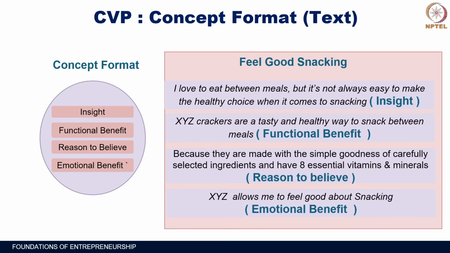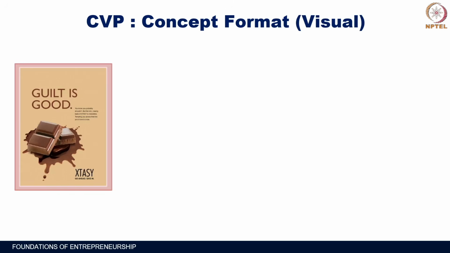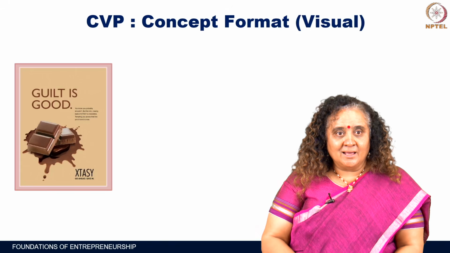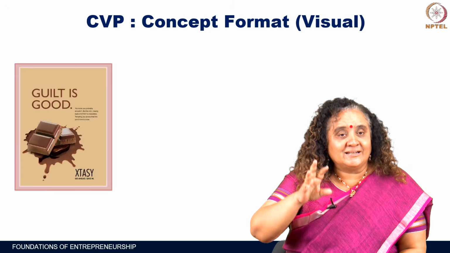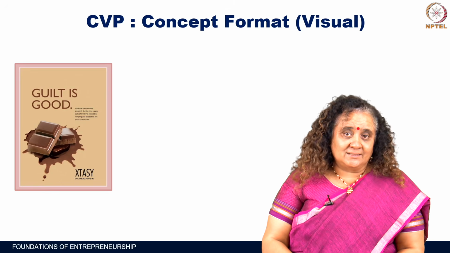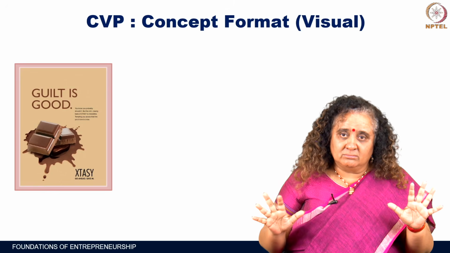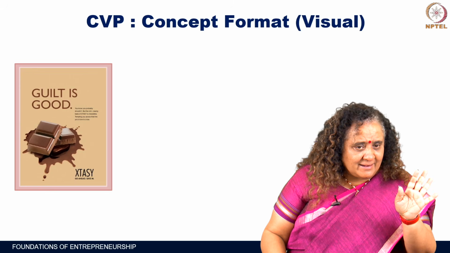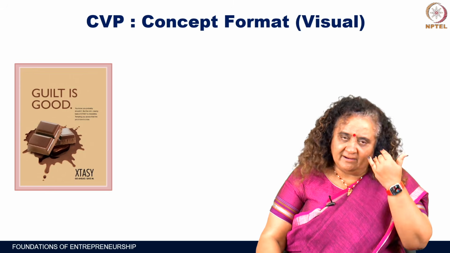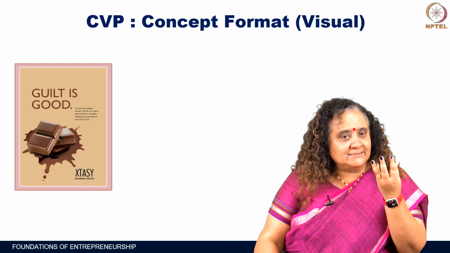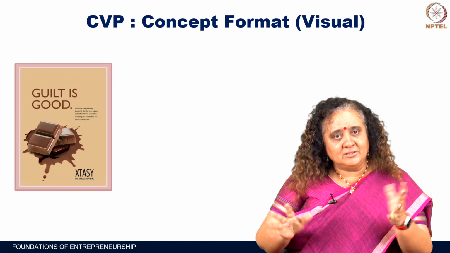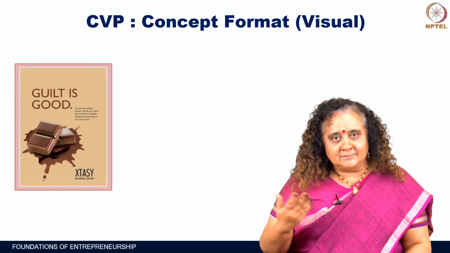My third format for a customer value proposition is a visual format. So here is a visual format. I don't think you can read the text, but I don't even think you need to read the text. This simply says guilt is good. And it says some brand called Ecstasy, go ahead, give in, indulge. And it has an image which makes you want to eat that chocolate now. So this is a visual format, and this is equally good.